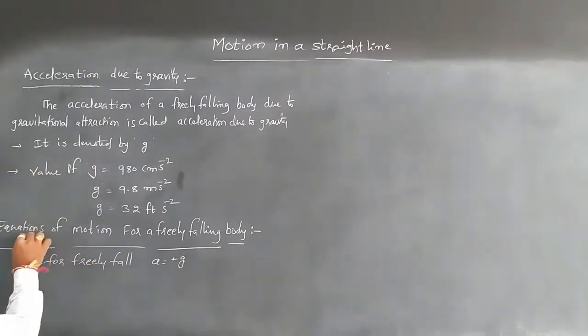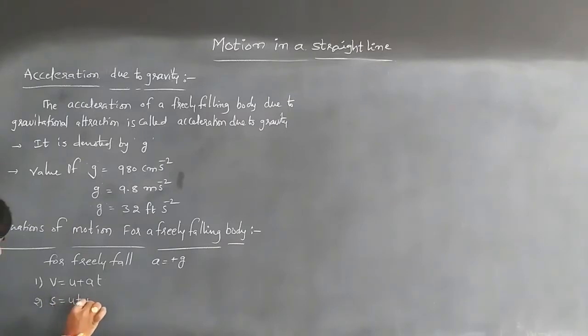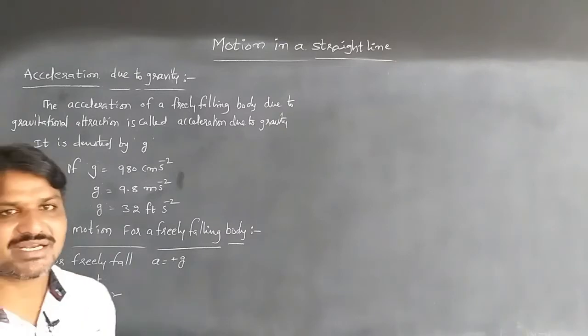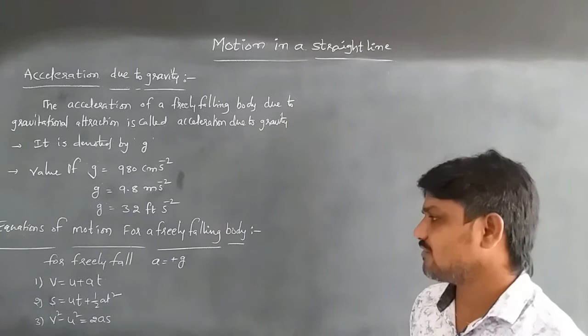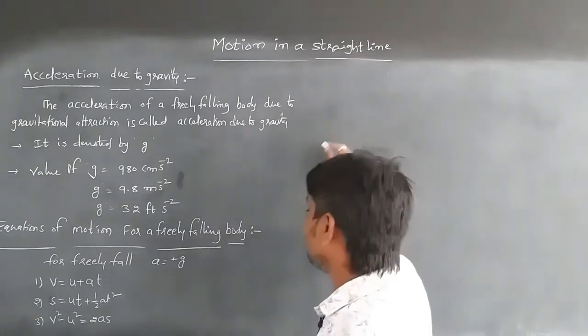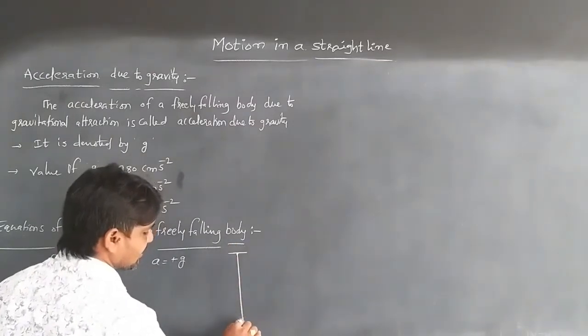In case of equations of motion for freely falling bodies, we know the equations of motion. v is equal to u plus at, the second one is s is equal to ut plus half at square, and the third one is v square minus u square is equal to 2as. These are the kinematical equations of motion. In these equations, we are going to substitute for the body that is freely falling from a certain height.